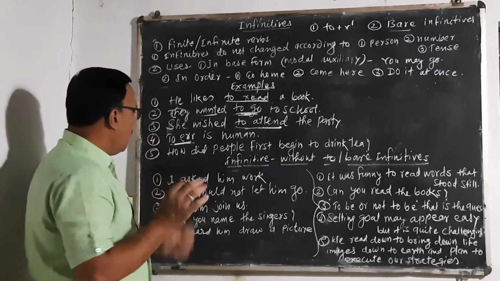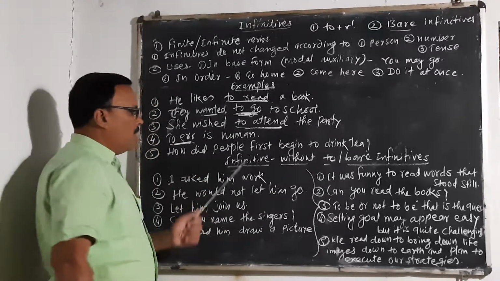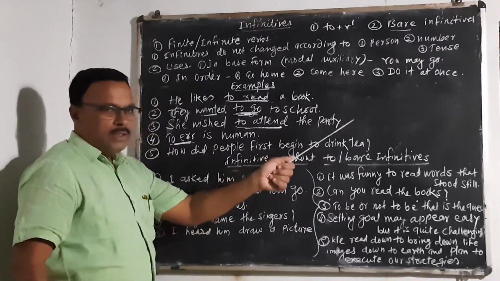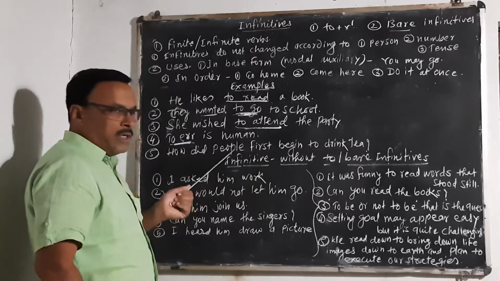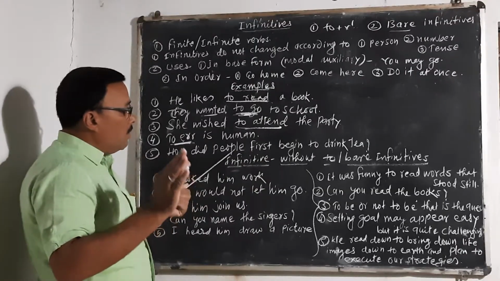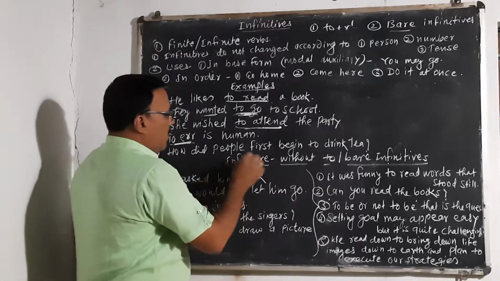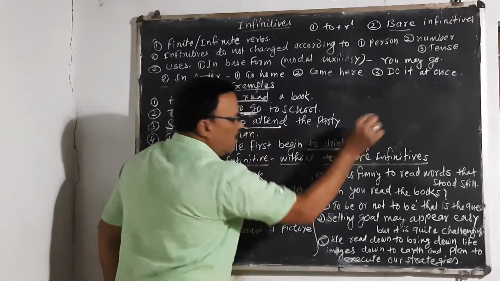Then fifth, how did people first begin to drink tea? It is the interrogative sentence. And which is the infinitive? How did people first begin to drink tea?